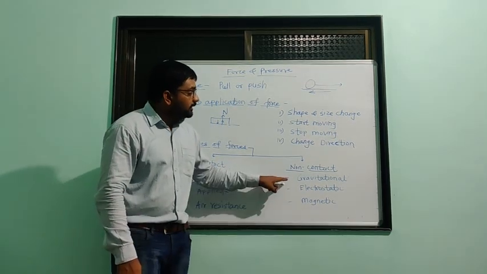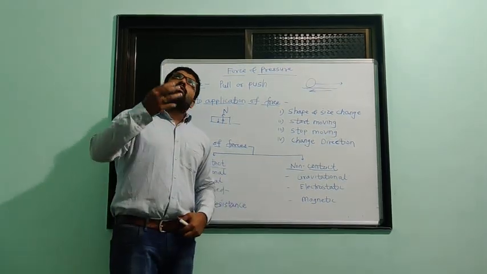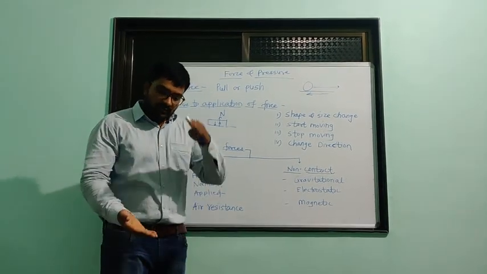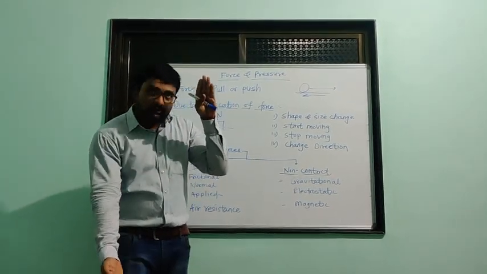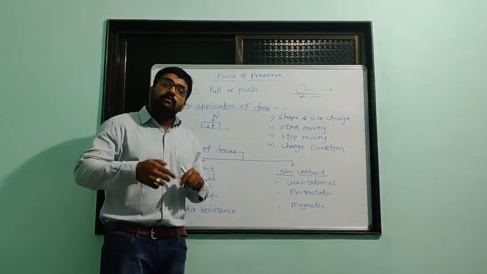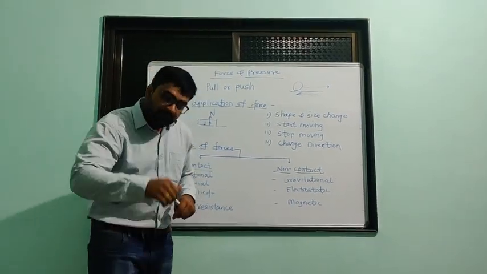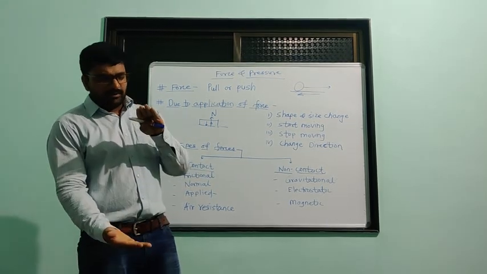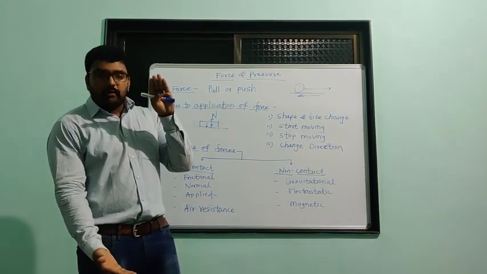Due to that, what happens? Actually, we know fruits are on the trees, at some distance between the earth and the fruit, and still the fruit falls to the surface of the earth. So is there direct touch between the ground and the fruit?